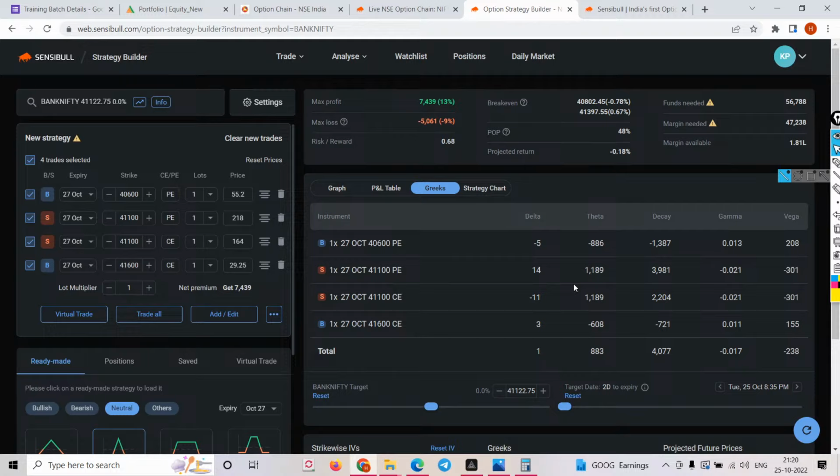Can you explain the difference between funds needed and margin? Yeah, that's a good question. Funds needed and margin needed. Yeah, even at times I get confused with this.